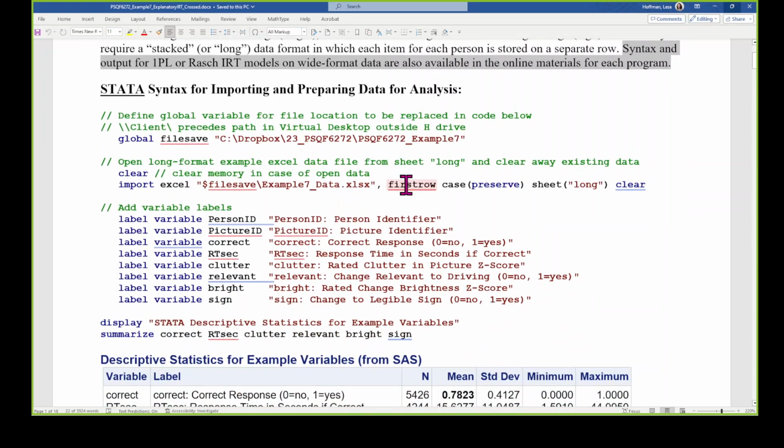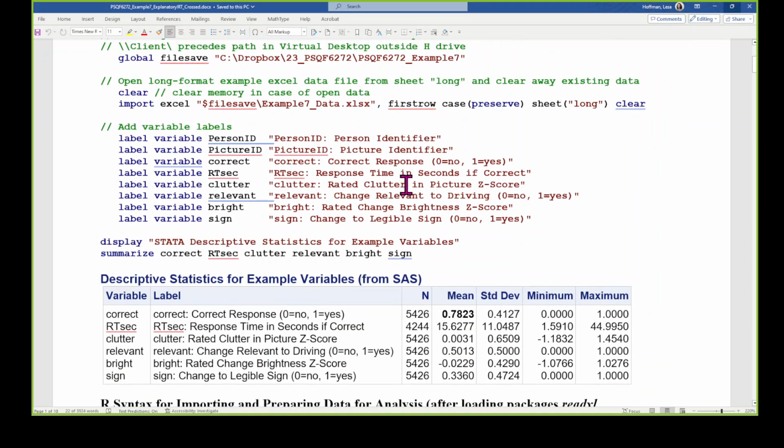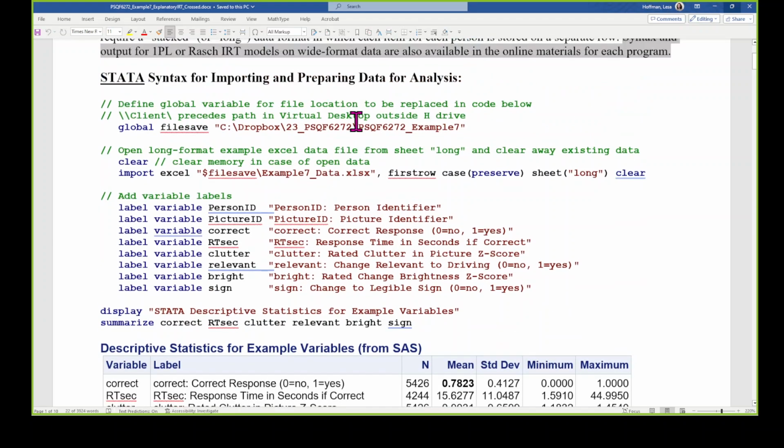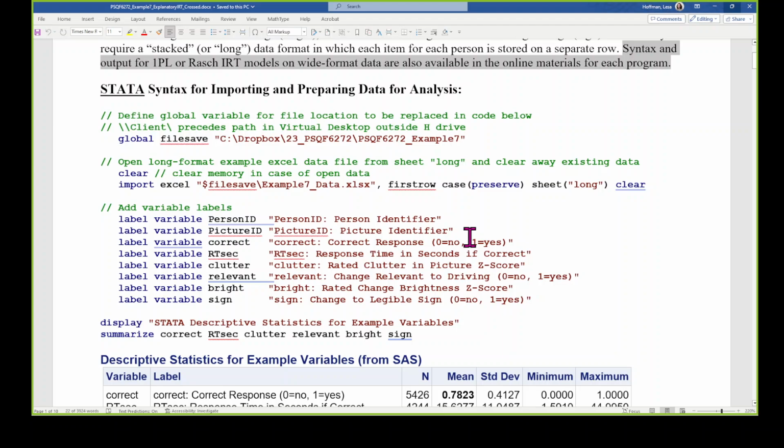So I did all of the data manipulation ahead of time because I got tired of doing it in 3 programs. So here are the variable labels for what we're going to be looking at. So I have person ID as a level 2 identifier, picture ID, which is going to play a couple different roles. Correct is my binary outcome variable. Response time in seconds is how long it took them within the 45 seconds, and it's missing if they did not get it correct. And then the 4 variables that pertain to the type of item it is, how cluttered the scene was, whether the change was relevant to driving, how bright, how salient it was, and then whether the change was made to a sign. So clutter and brightness are on a z-score metric, the others are binary.